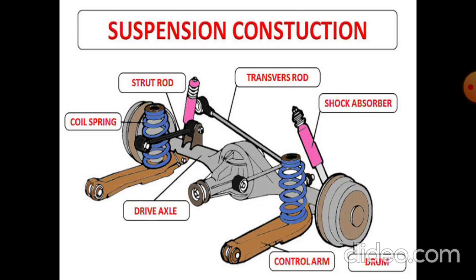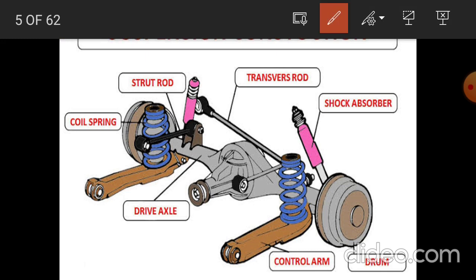Next, suspension construction, okay. In this diagram or picture, there are different types of suspension components in the suspension construction. Firstly, the coil spring suspension, we can see in this diagram. This is a coil spring suspension system. Then the strut rod, this is a strut rod suspension system.